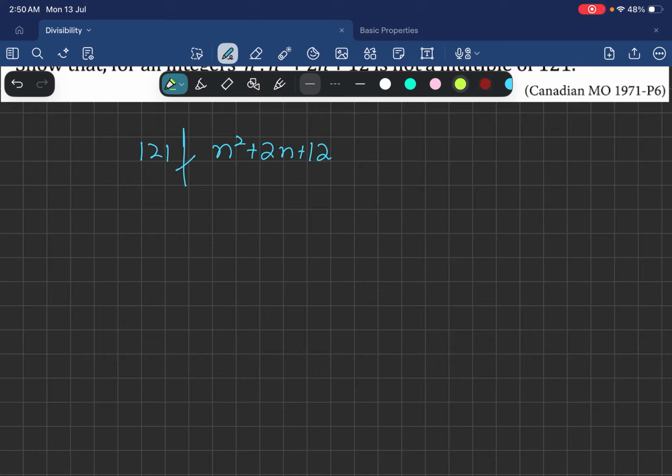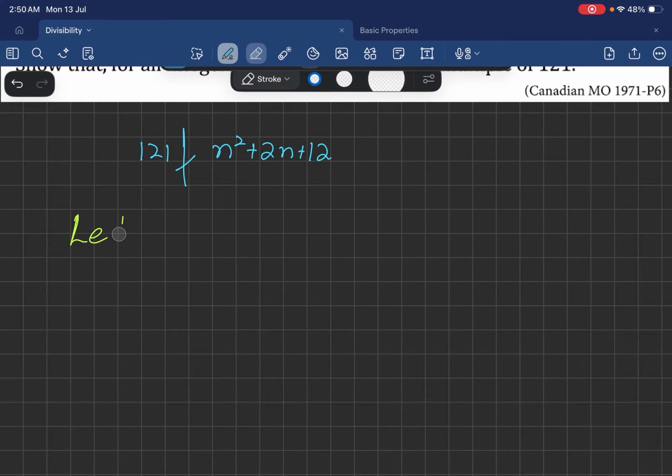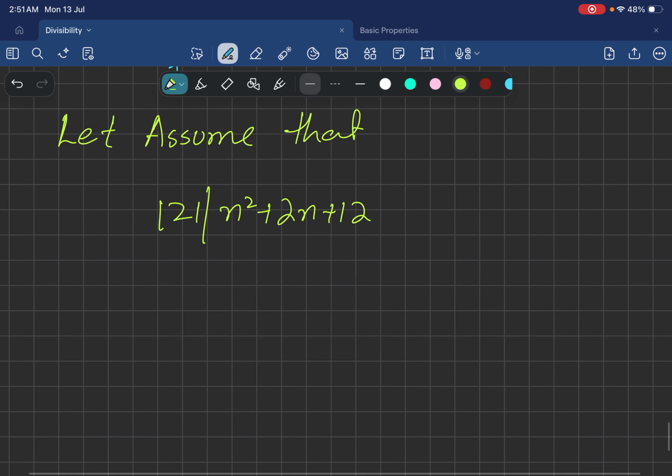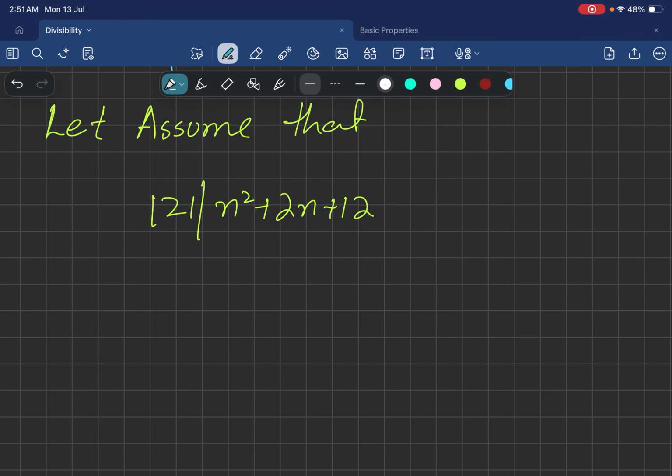Let's just, for the sake of proving, make an assumption. We are making here an assumption. Let's assume that 121 divides n square plus 2n plus 12. Okay, so I have got this very nice equation.